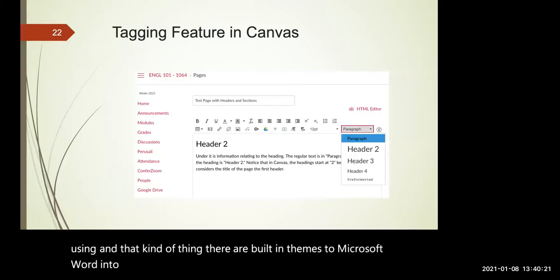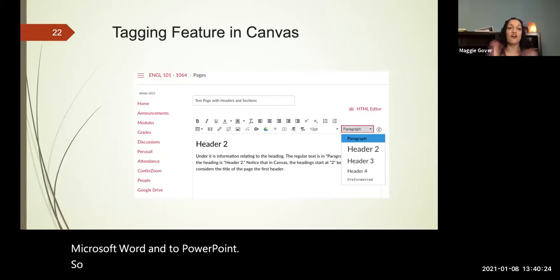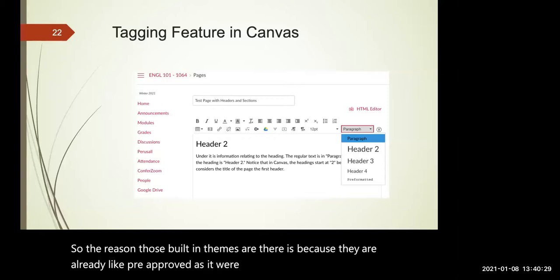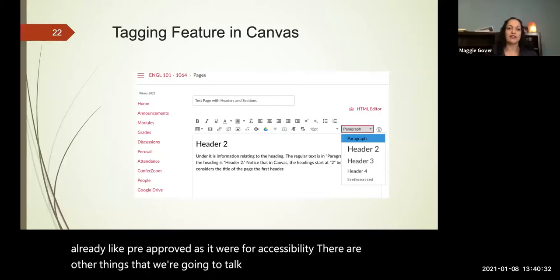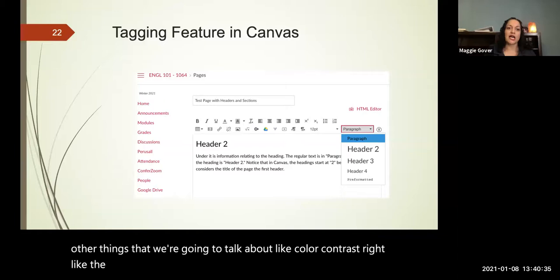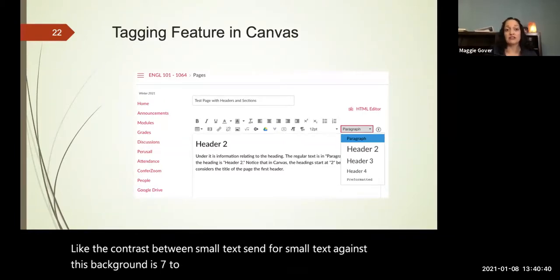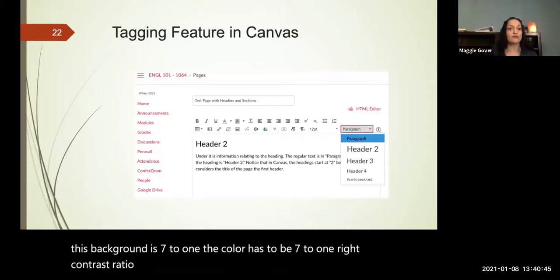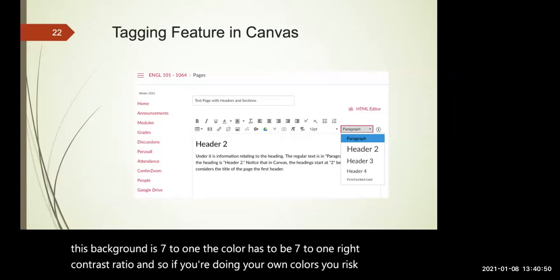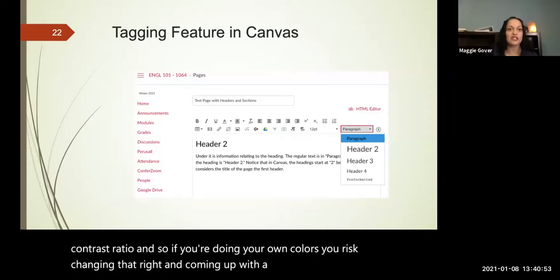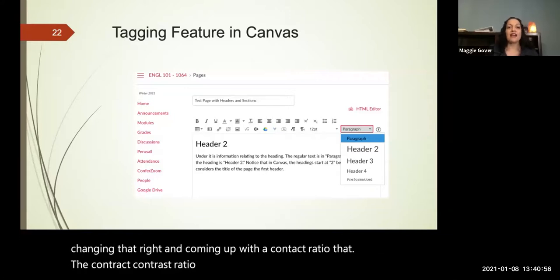The reason those built-in themes are there is because they're already pre-approved, as it were, for accessibility. There are other things that we're going to talk about, like color contrast. The contrast between small text and its background is 7:1. The color has to be 7:1, the contrast ratio. And so if you're doing your own colors, you risk changing that and coming up with a contrast ratio that is not accessible. If you're using a built-in theme, then it already is accessible, or it should be.